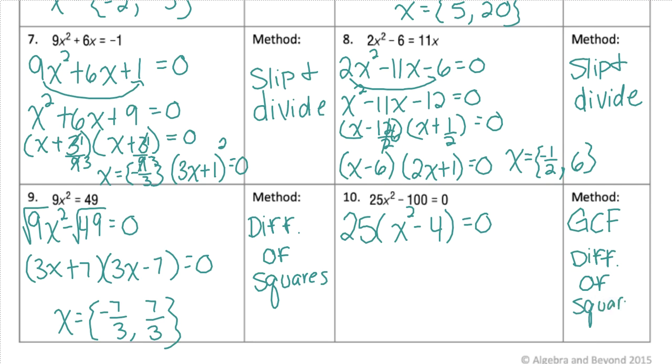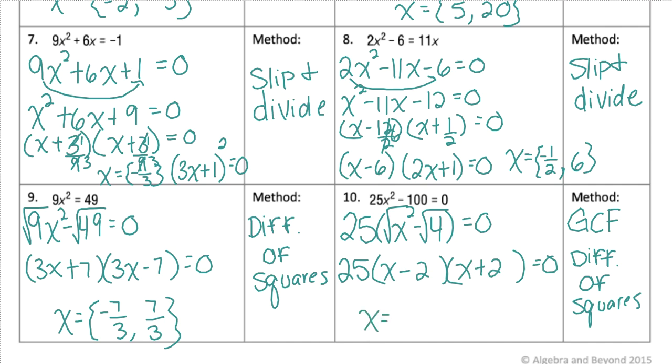This one, I'm doing it with just the quadratic that's left inside the parentheses here. So the 25 stays out in front. And when I square root, I get x minus 2 and x plus 2. So that's my factored form, which means my solutions, in set notation, are negative 2 and positive 2.